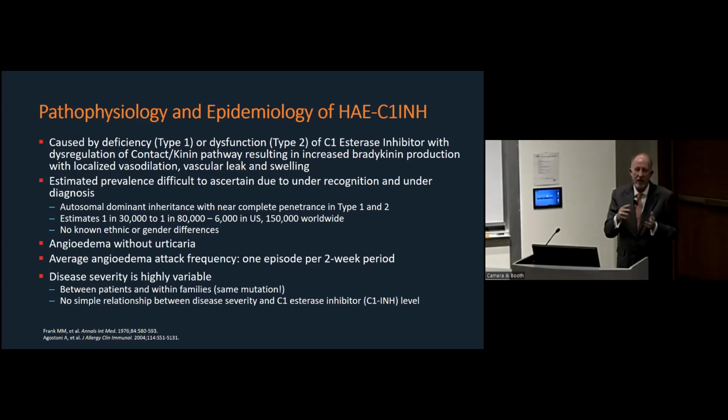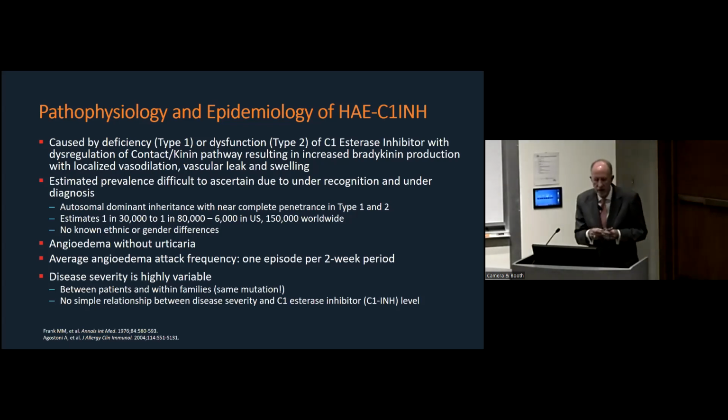In Europe, it's 80 to 100,000, depending on what country you look in. There's no ethnic or gender differences. This is an autosomal dominantly transmitted disease. So it's a 50-50 disease between men and women, although women tend to be more severely affected than men, but equal chance of transmission. It's angioedema without urticaria.